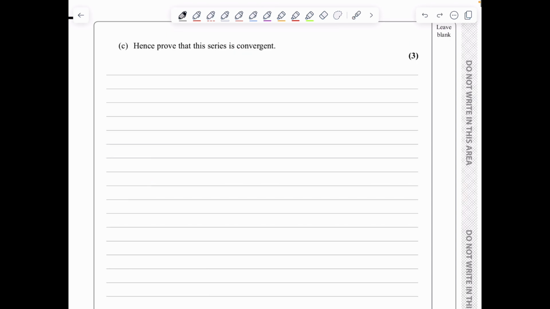In part C, we need to prove that the series is convergent, and to do that I will start by finding the values for u1 and u2.